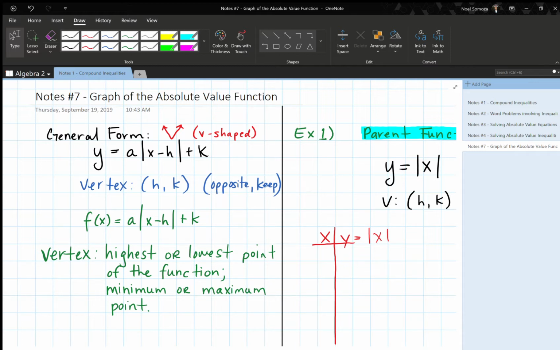So, very similar. This form is x y, this form is f of x, but it's the same thing. Notice how this is the same. The only thing that changes is y and f of x, because you might see it in two different ways, so just to be familiar with it.